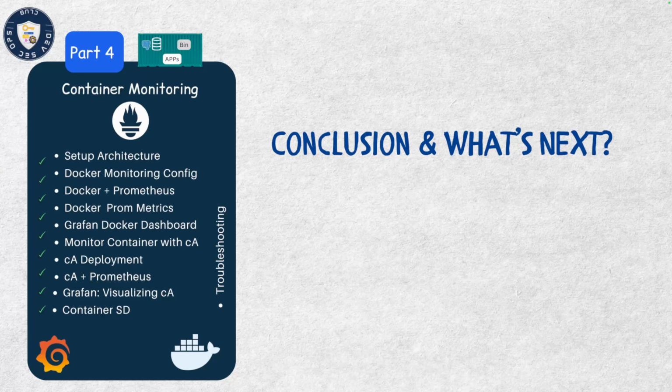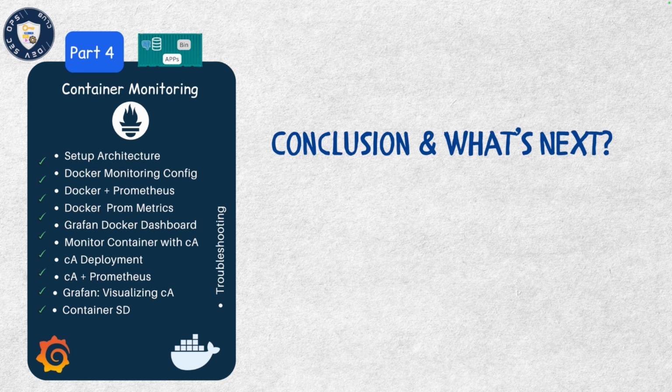Okay, so in this session we have completed all these topics. We understood what architecture we are going to set up. We installed Docker, configured its monitoring, and enabled its metrics so Prometheus can scrape it. We integrated Docker with Prometheus, created a dashboard, and then we came up with the container advisor that is deployed and integrated with Grafana. We also saw the visualization, and as I said, the service discovery part we will do in the next one. But whatever we have done so far is hard coded, and that we don't want.